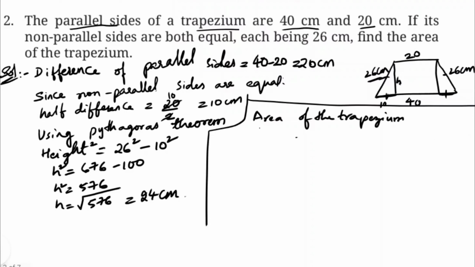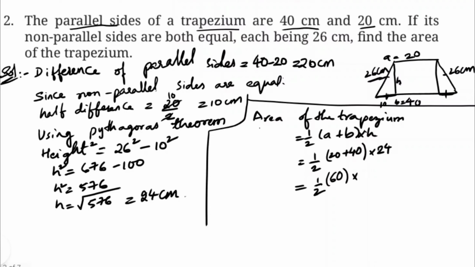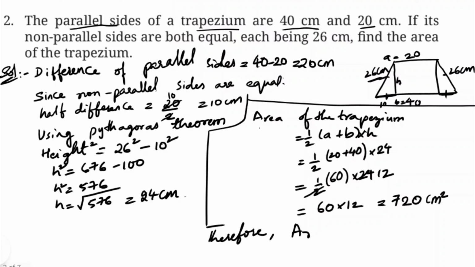We already know the formula for finding the area of the trapezium: half into sum of parallel sides. I'm writing these parallel sides as A and B, into height. So half into (A plus B) is 20 plus 40, into height, which is 24. So half into 20 plus 40 is 60 into 24. Half of 24 is 12. So 60 into 12: 12 times 6 is 72, and 0 as it is. So we will get centimeter square. Therefore, area is equal to 720 centimeter square.